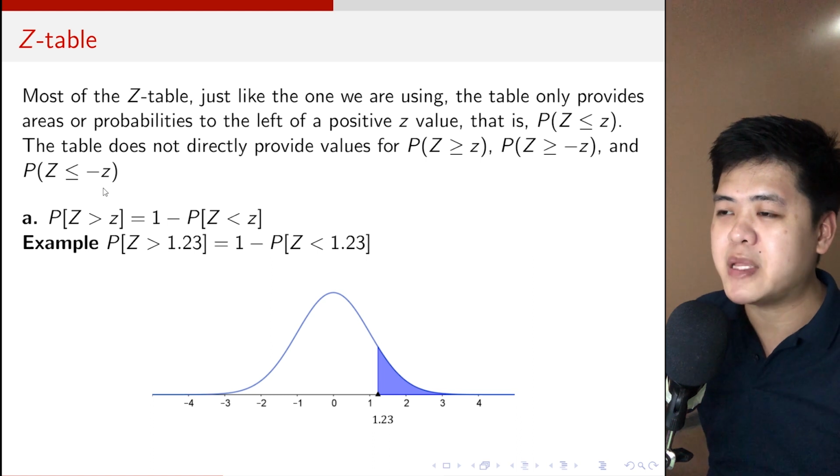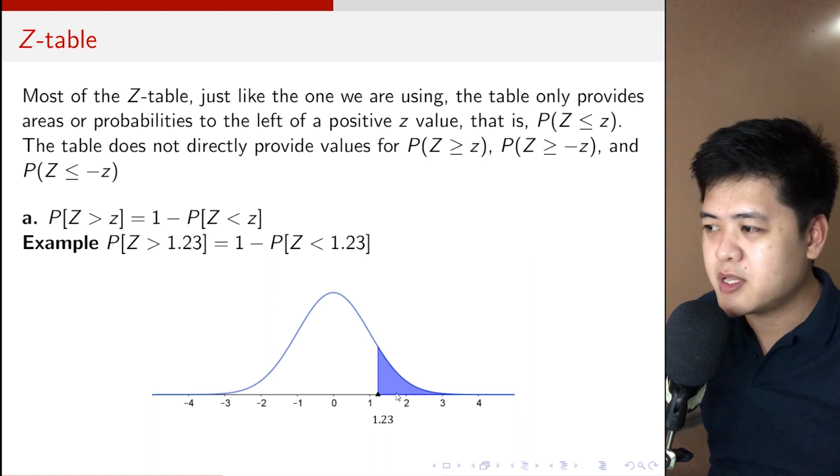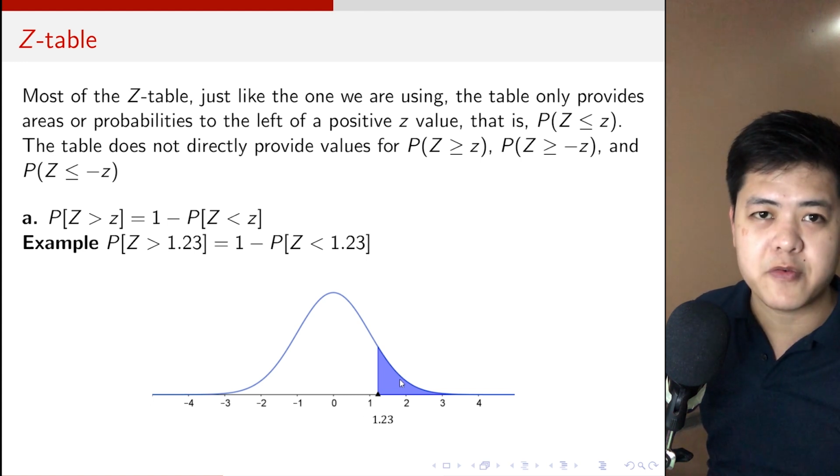How will you get the probability of z greater than a positive z? So, ito yon. If it's greater than a positive z, again, ang given lang sa table natin ay to the left of a positive z.